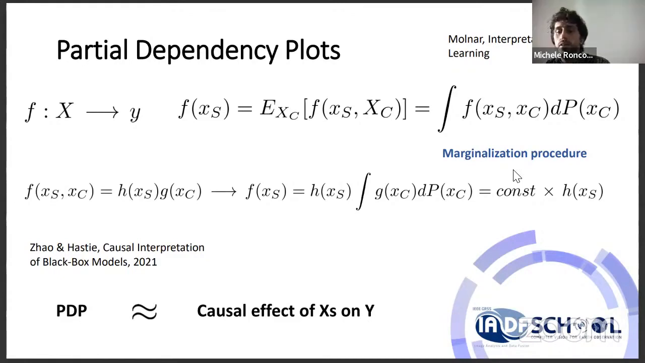Just to mention, I don't want to go into the details of this, but there is a recent paper which gives a sort of causal interpretation of this formula for partial dependency. In particular, what is shown in this paper is that if the remaining variables XC block any common causal cause of XS and Y, then if we condition in this way, like we do in the partial dependency on XC, this is a good estimation of the causal effect of XS on Y.